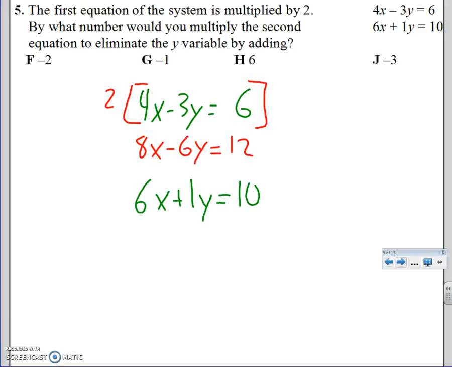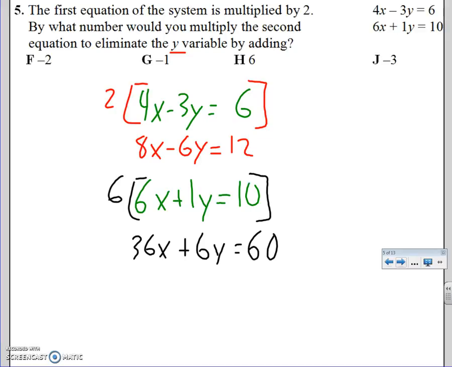What number do we multiply the second equation by to eliminate y? I get a negative 6y on top. So how do I make the y's match? I need to multiply the bottom by a positive 6. That'd make it 36x plus 6y equals 60, and negative 6y plus 6y cancels out. That's what they want. So I multiply by positive 6. This is H.